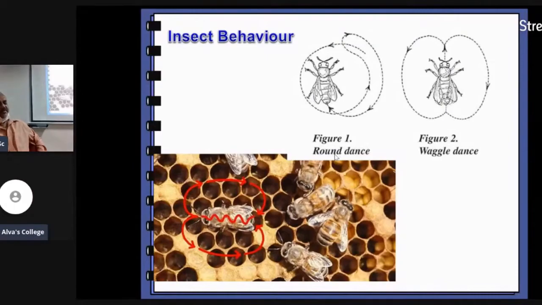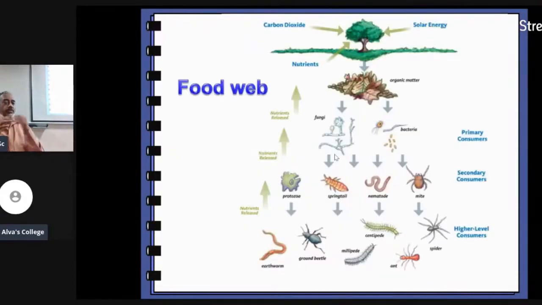Now, insect behavior, I am sure, has attracted and will attract in future a large number of intelligent young minds. You can see here how the honeybees communicate through dances. We have the waggle dance, the round dance, the simple dance, and so on. Through these behavior patterns, they communicate a lot of information to fellow creatures.